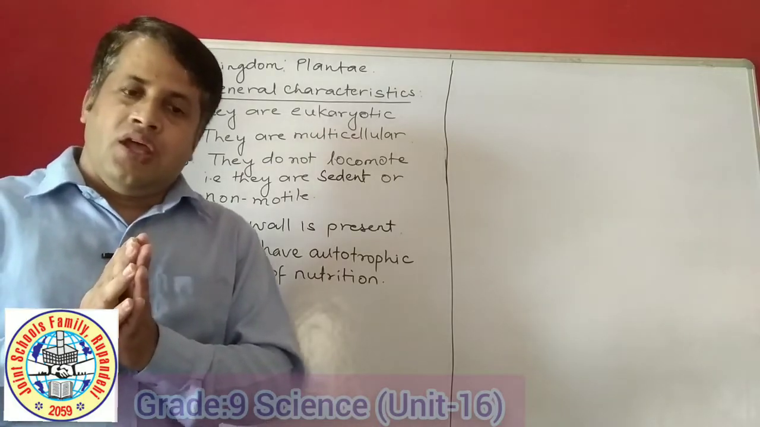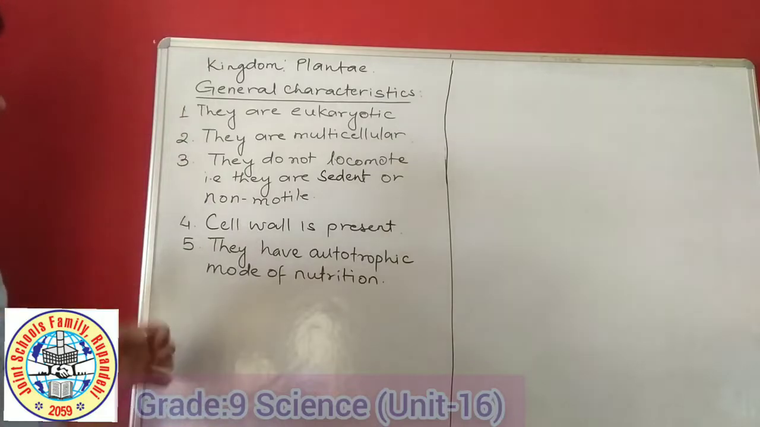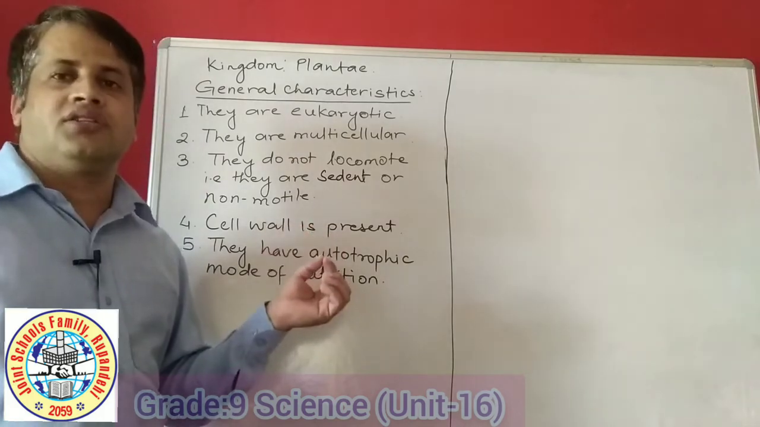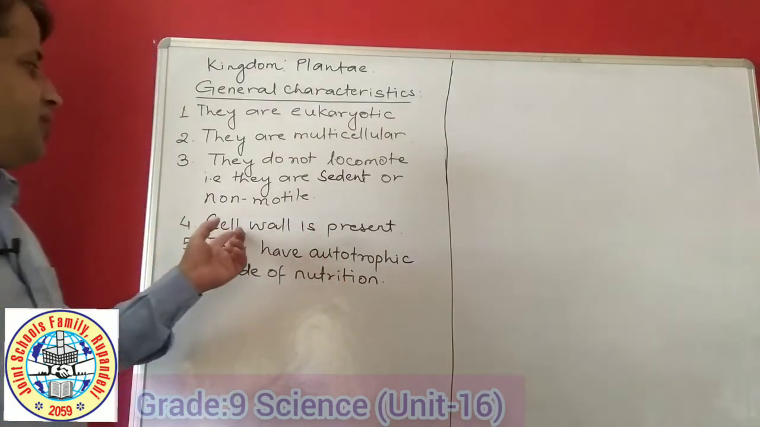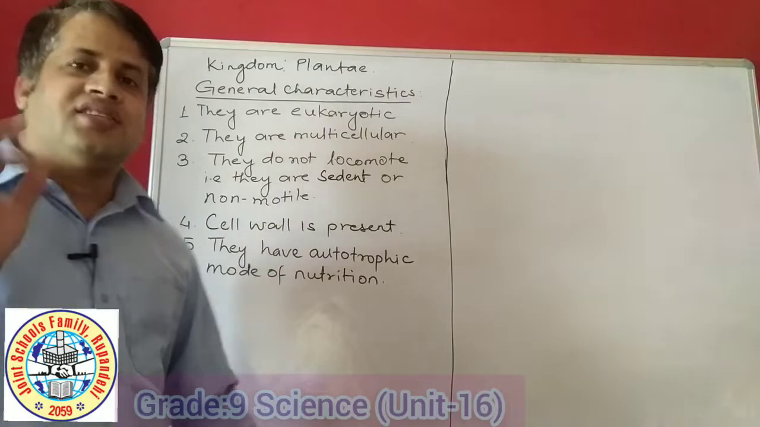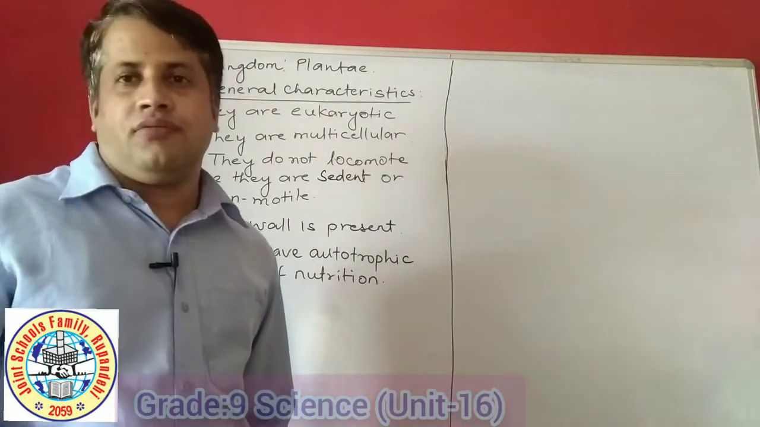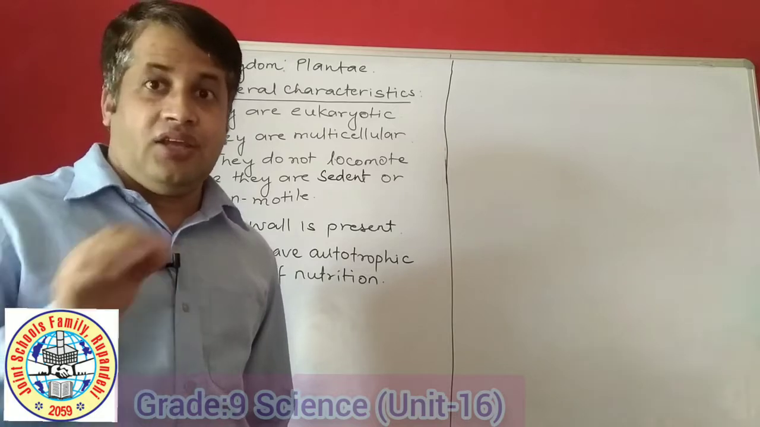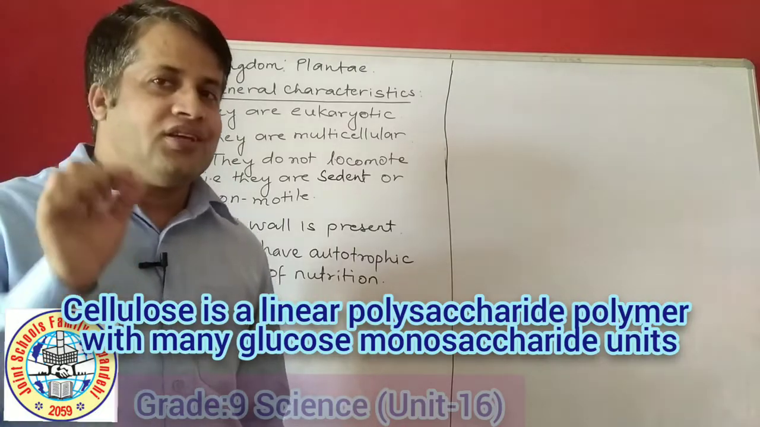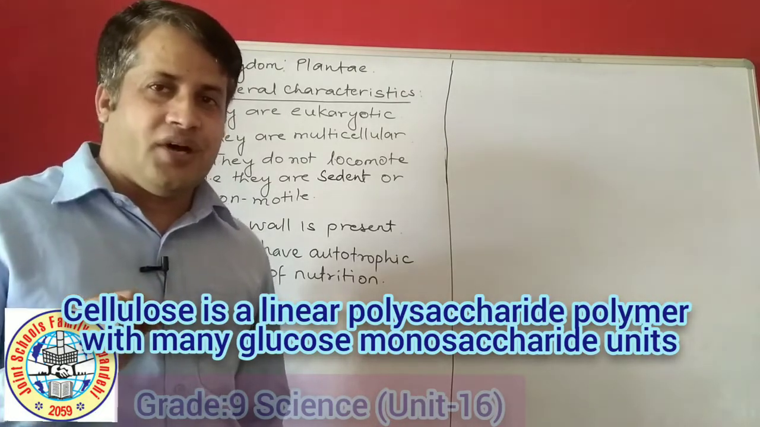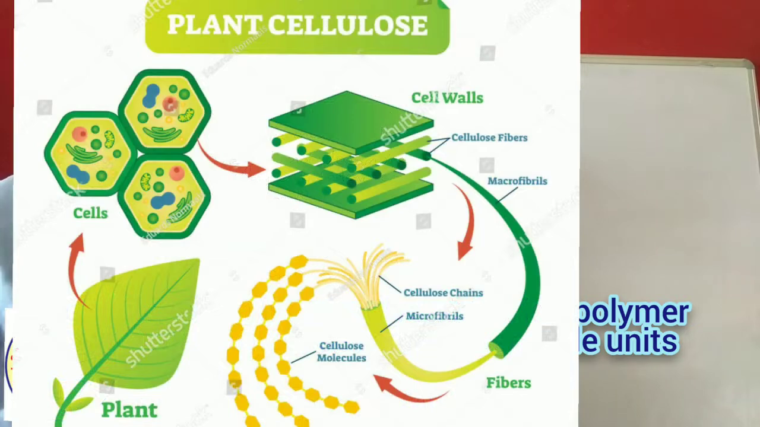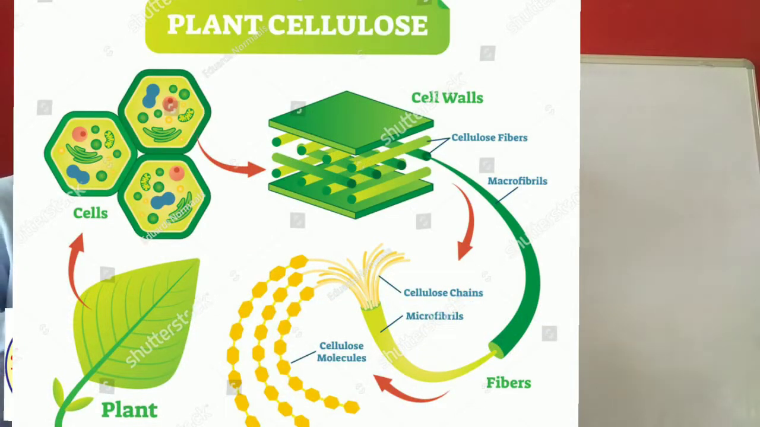Another peculiar characteristic that differentiates it from other organisms is that it has a cell wall. The cell wall is made up of glucose. Okay, I think you may be confused. Not that glucose, which is sucrose. The cell wall is made up of a glucose polymer, which is called cellulose. Okay, it is called cellulose.